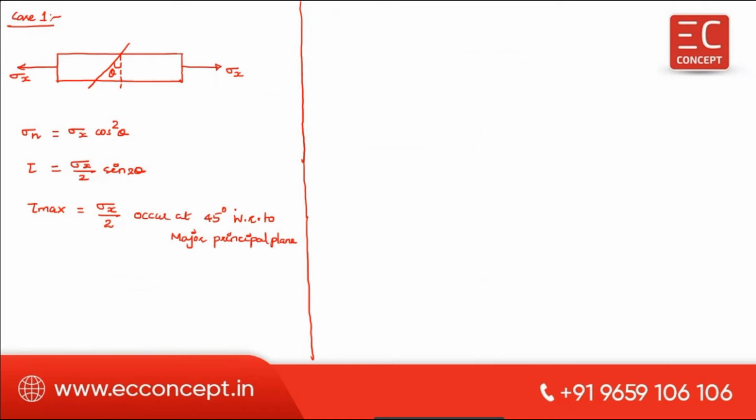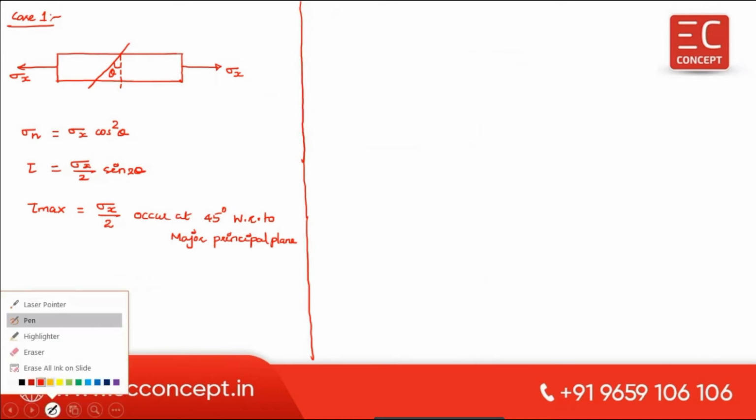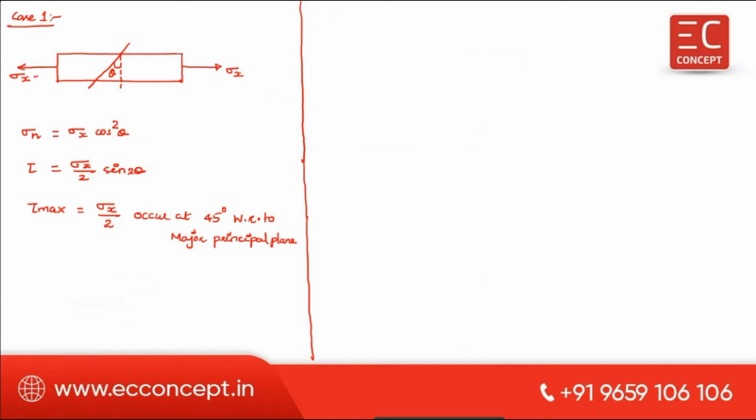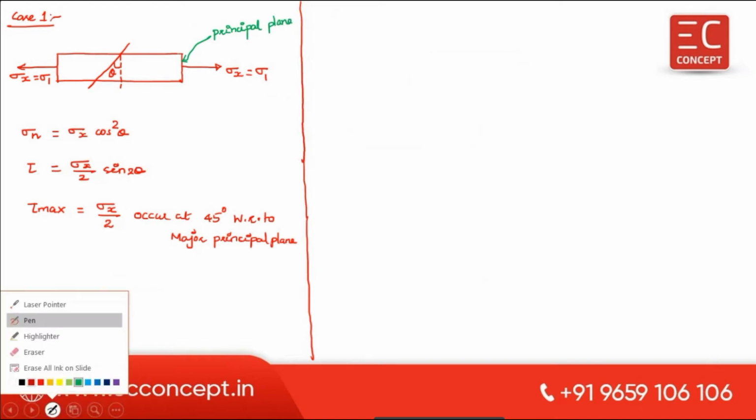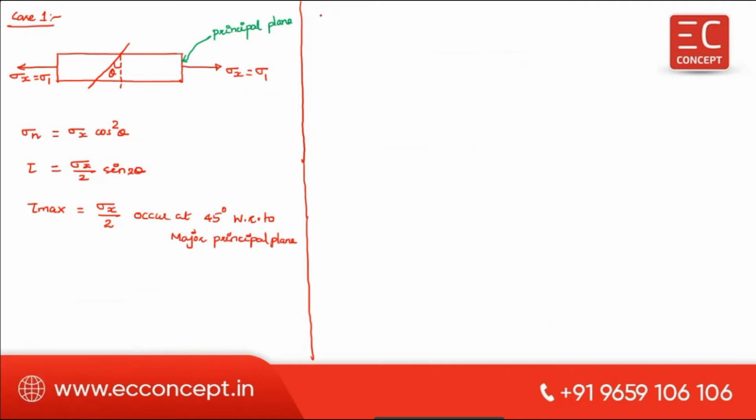plane. Okay, so here in this case, sigma x is also called sigma 1, a principal stress. Why? Because in this plane there is no shear stress acting. Because there is no shear stress acting, we call this the principal plane. Okay, so this is case number 1. Now we are going to see case number 2.